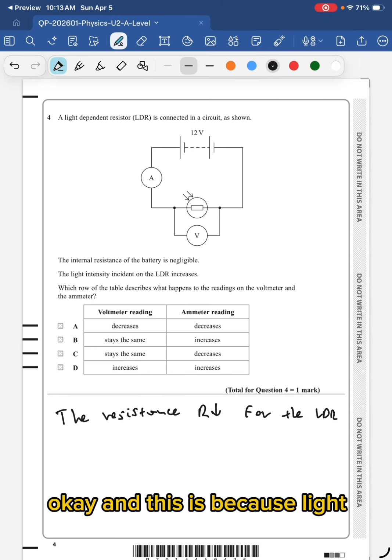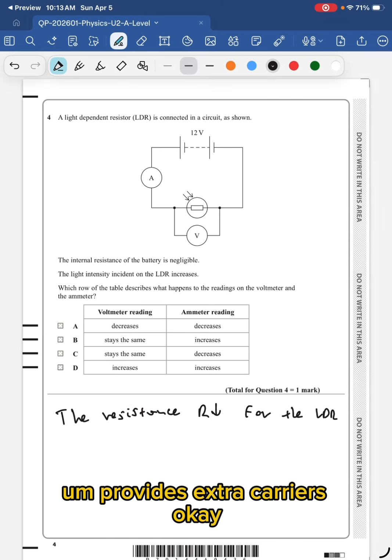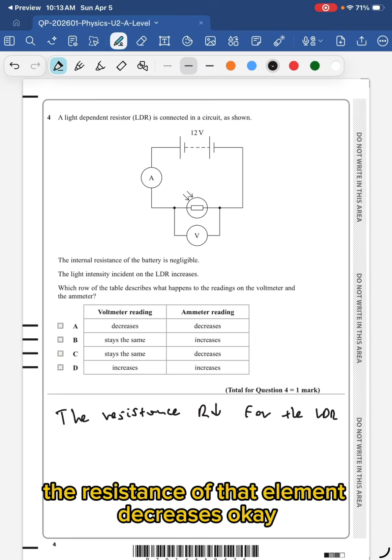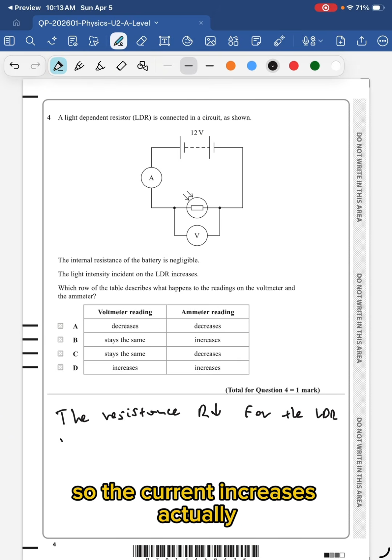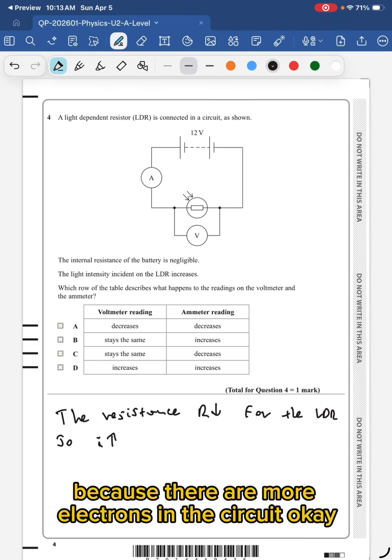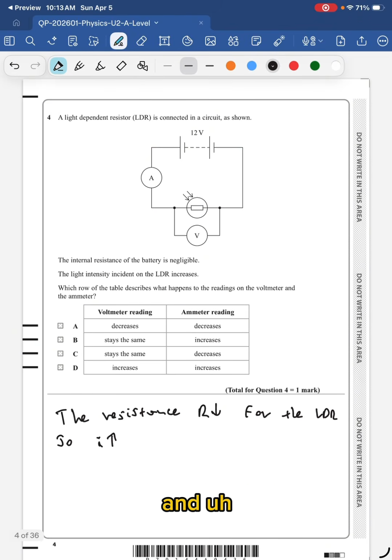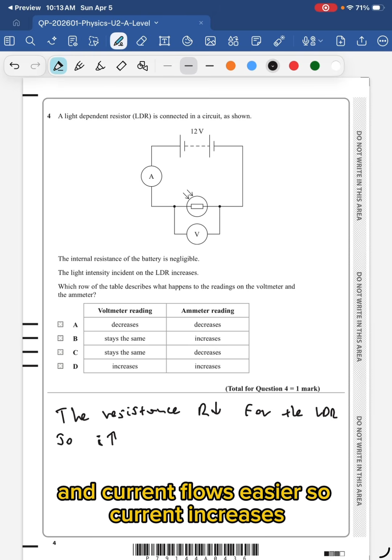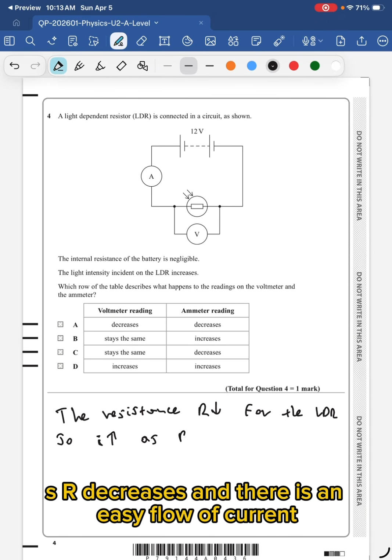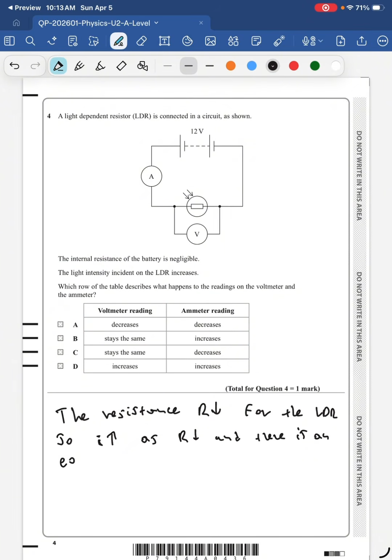This is because light provides extra carriers. Therefore the resistance of that element decreases. So the current increases, because there are more electrons in the circuit and current flows more easily. So current increases as R decreases, and there is an easier flow of current.